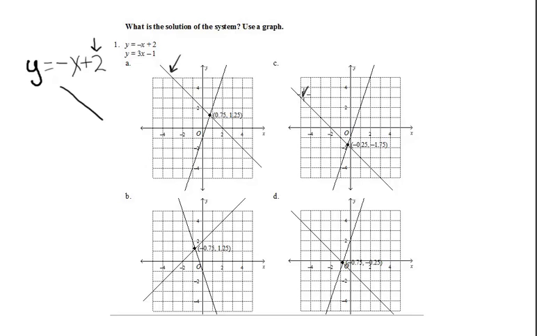This line cannot be it because the y-intercept is negative 2, so it cannot be C. This one has a y-intercept of 2, but it has a positive slope, so it cannot be B. And this one likewise intersects at the point 2, but it has a positive slope as well, so it cannot be D.